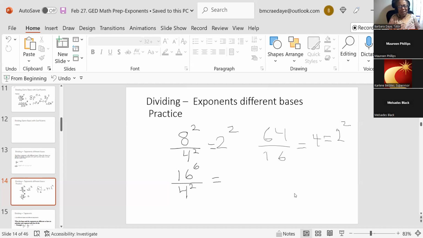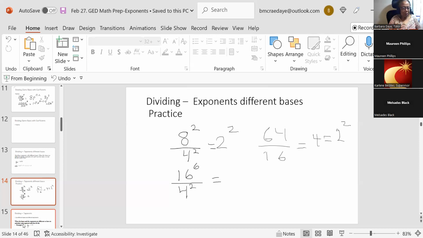Oh, okay. All right. Now, that's where I have different bases and the same power. What happens if I have different bases and different powers? What do I do? This one right here, I have 16 and 4, different bases. I have a 6 and I have a 2. So we will multiply 2 by 4.